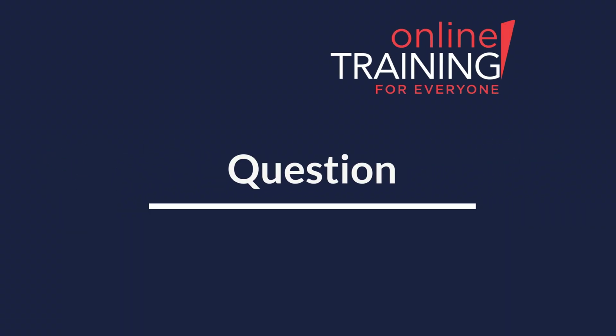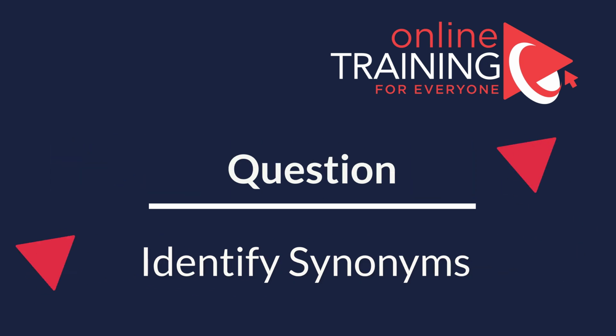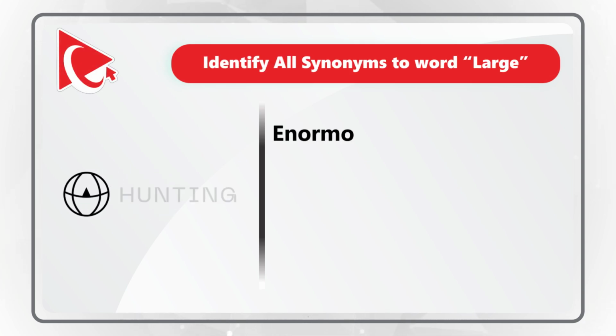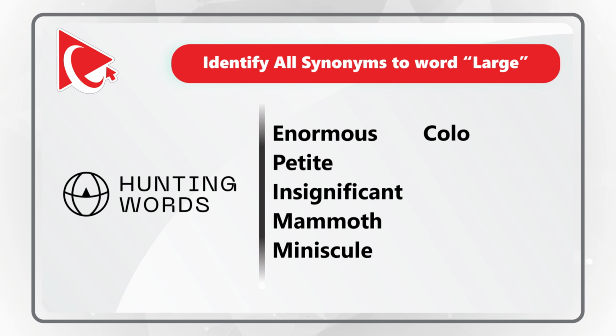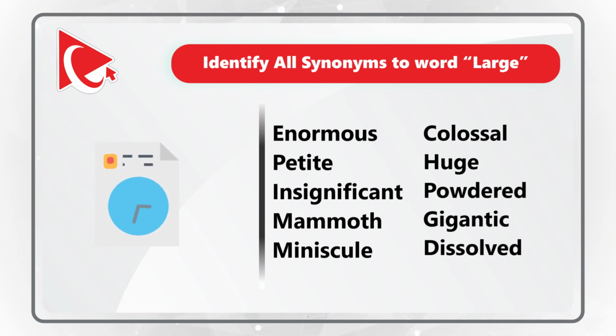Here's a tricky question which tests your knowledge of English words. You need to identify all the words that are synonyms to the word large. You're presented with 10 different words: enormous, petite, insignificant, mammoth, minuscule, colossal, huge, powdered, gigantic, and dissolved. The tricky part here is that there could be between 1 and 10 answers. Give yourself a little bit of time to see if you can process the question.